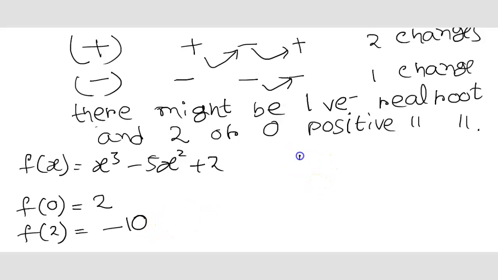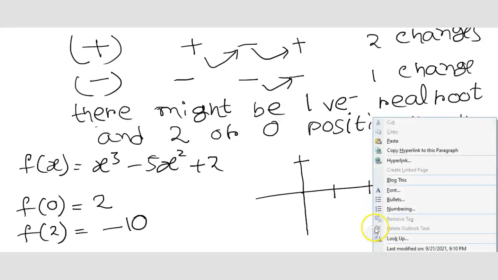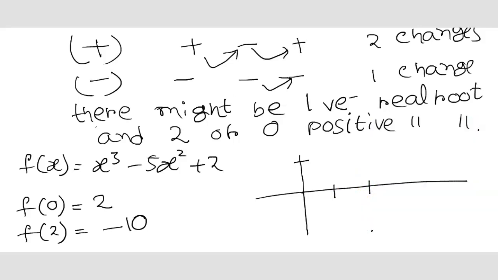So if we draw the graph of this, then simply notice that when x equals 0, it is somewhere here. We don't know at x equals 1. At x equals 2, the value is somewhere here. This is the value at x equals 2, and this is the value at x equals 0.